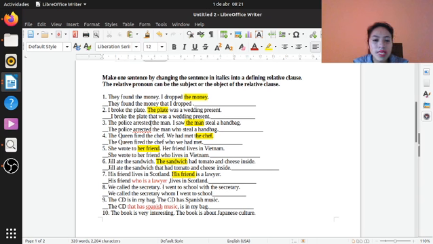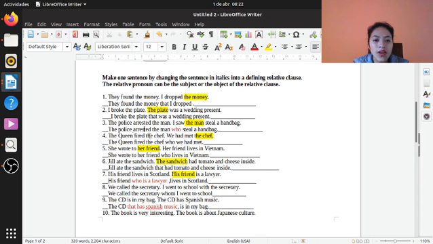Number 3. The police arrested the man. I saw the man steal a handbag. Okay, what do we have in common in these both sentences? The man, right? The man is a thing, a person, a place, maybe time? Very good, it's a person. For a person we have to use the relative pronoun who, right? Okay, the police arrested the man who stole a handbag, right? Very good.